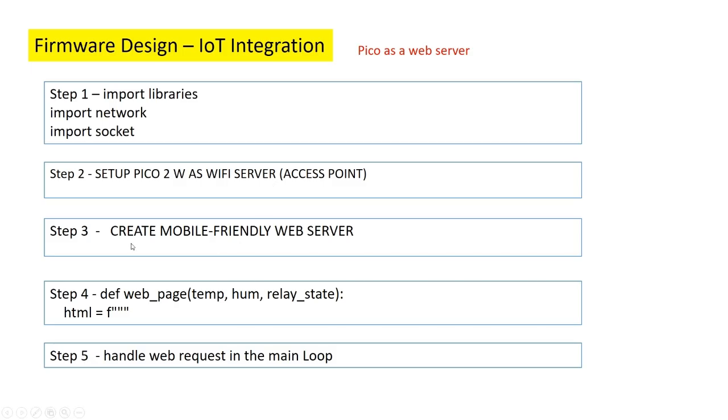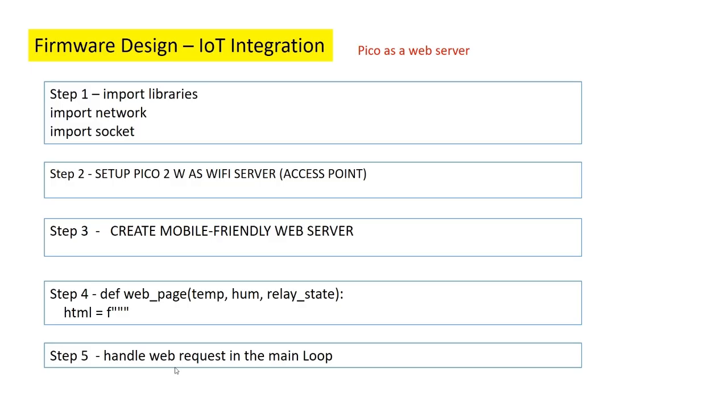Then the third aspect would be for us to create a mobile friendly web server. I'll show you how to do that in the code. And the fourth one is we're going to create our web page, the way we want our data to be displayed on the mobile device once a request is made. So we're going to create that. If you have good knowledge of HTML, that's fine. Otherwise, you can just follow this example. And the last part is how to handle web requests in the main loop. So let's look at how this is done in the Thonny IDE.